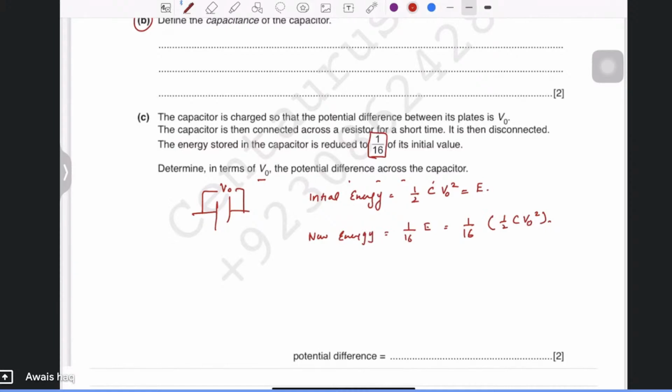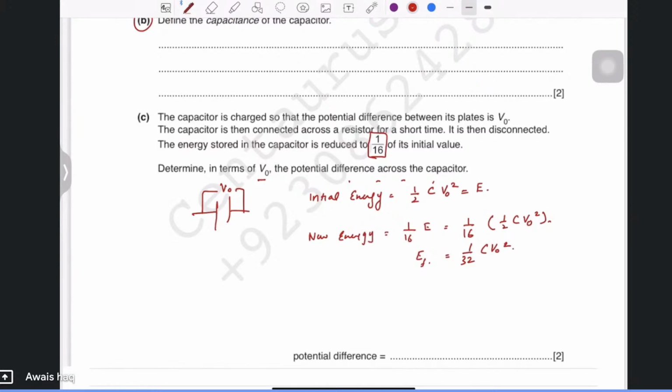Now, that would mean that this is going to be 1/32. I think 16 is this one, right? You guys agree or not? Here. Yes. Yeah. Okay. So that's basically the new energy. The final one is this one. Okay.